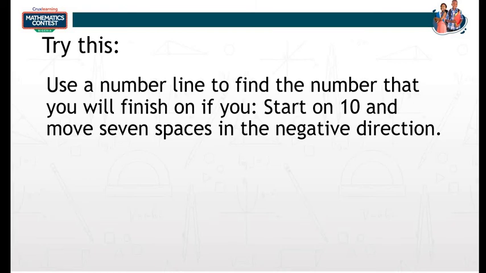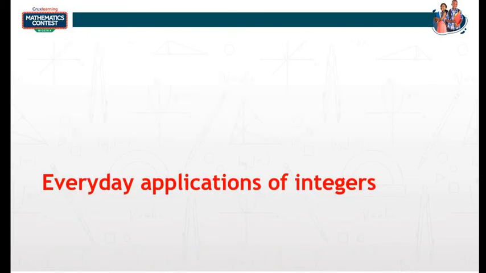Use the number line to find the number that you will finish on. If you start on 10, you're going to start on 10 and move 7 spaces in the negative direction. Where will you finish? Which of the numbers? Tell me. Okay, you're right. It is 3. The answer is 3. You will finish on number 3. Very good. So let's proceed.